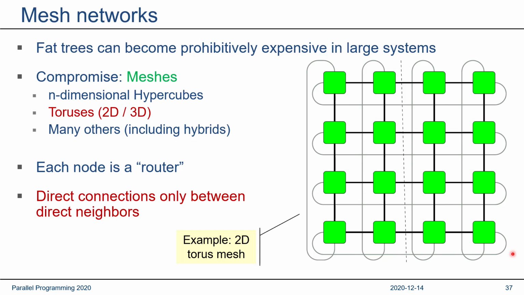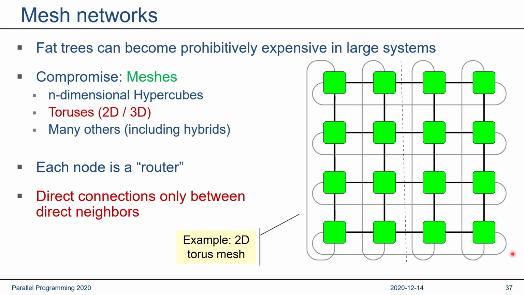So how do we solve this problem? Are there other network topologies that are less expensive but still have favorable scaling properties or communication properties for high performance applications? And there are. We summarize these under the term meshes. Now, the word mesh is used differently in different contexts. Here we use it to summarize everything that's not a bus or a fat tree hierarchical network. There are many variants of meshes. We could have n-dimensional hypercubes or toruses and many others, including hybrids of different topologies stacked upon each other.